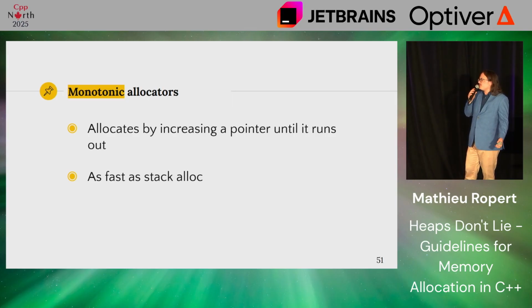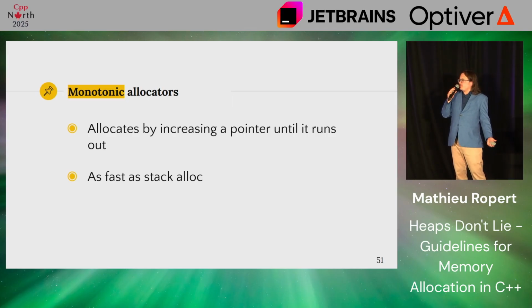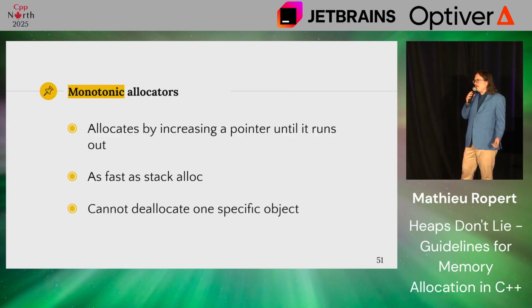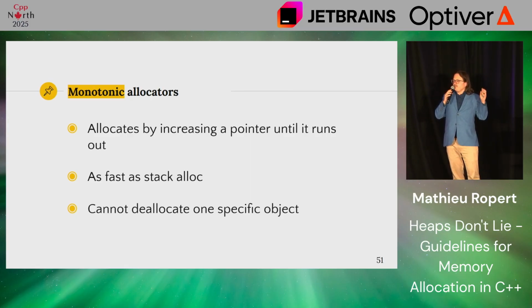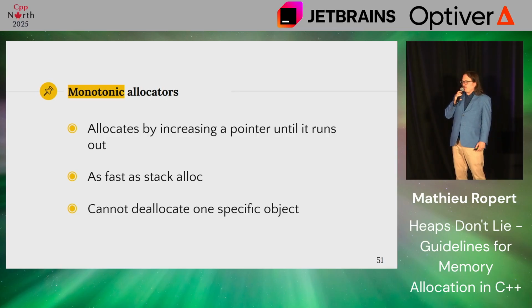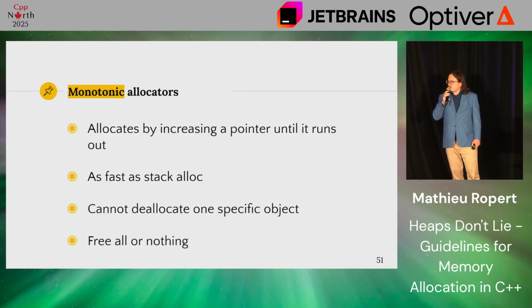It's as fast as stack allocation, because once your buffer is set up, the only thing you need to do to allocate with a monotonic allocator is increment an index or a pointer. What you give up is the ability to deallocate a given object. You can either free everything that's been allocated by this allocator or nothing. You can't do anything in between. It turns out it's extremely popular in games, and I think it should find its way into other industries too.